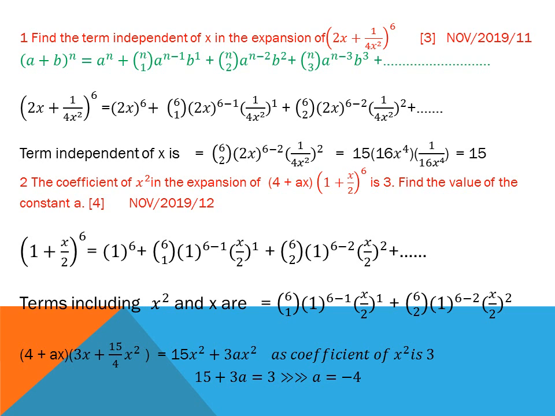As the coefficient of x square is 3, we equate the coefficients on both sides. 15 plus 3a is the coefficient of x square. So 15 plus 3a is equal to 3. Then a is equal to minus 4.